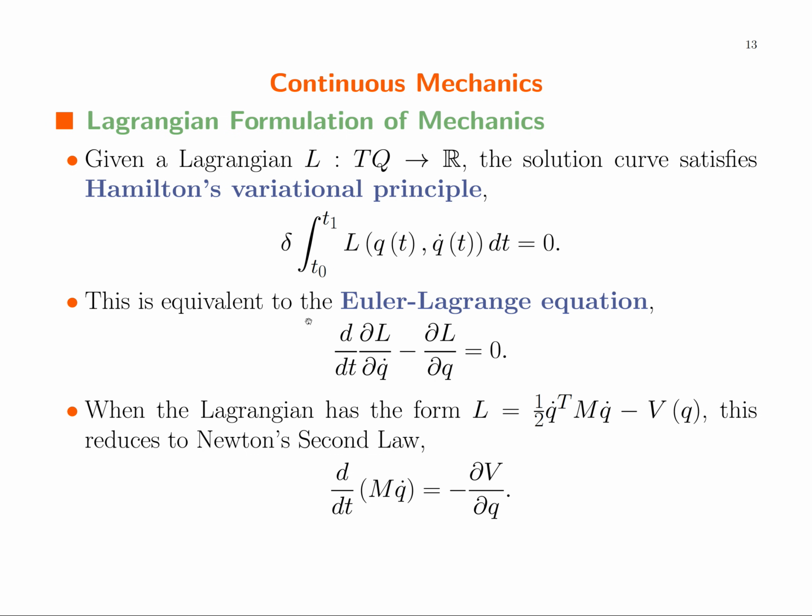This turns out to be equivalent to what are called the Euler-Lagrange equations, which are given here. When you have the Lagrangian of the form kinetic minus potential energy, then you can check that this reduces to Newton's second law. And this way of thinking about mechanics has the advantage that it is coordinate independent. So this is independent of the choice of coordinates, and as such, it's a very natural way of describing mechanical systems, particularly when you're working on manifolds.